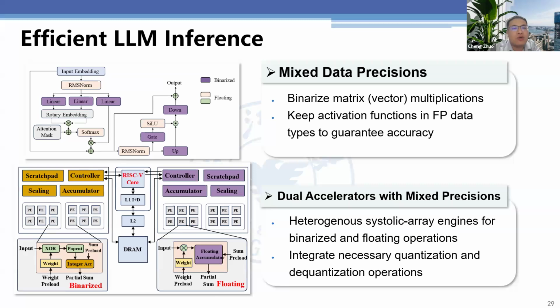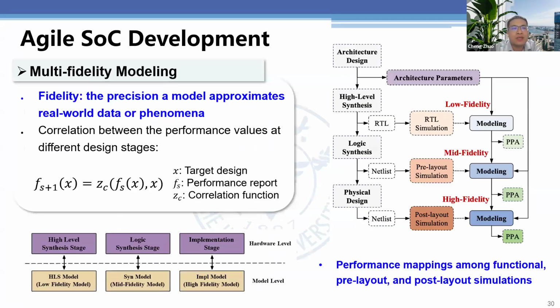Then we design a dual accelerator with mixed precision. We have an FP systolic array accelerator, which processes all the floating point operations. Meanwhile, we have a binarized accelerator, which processes the binarized operations. A RISC-V core is used to schedule the data and also do the packing, depacking, quantization, and dequantization operations. So the key point is how to identify the right operator and assign the proper precisions, and also how to ensure that the large language model algorithm is right in sync with the underlying hardware.